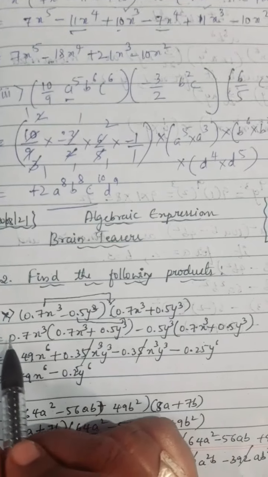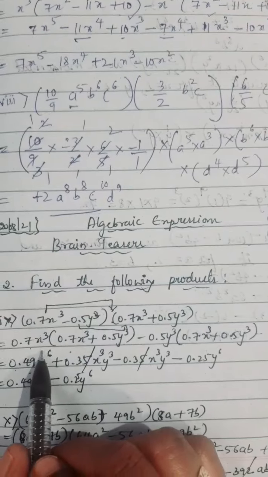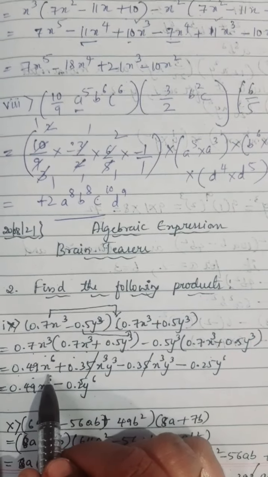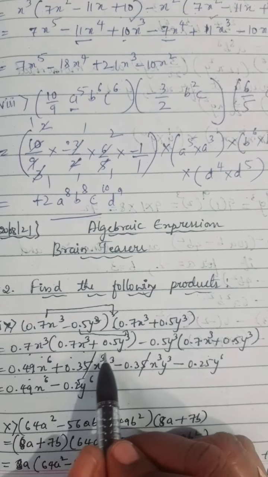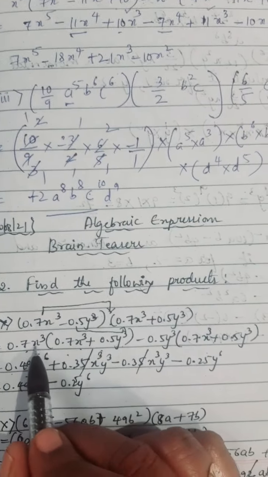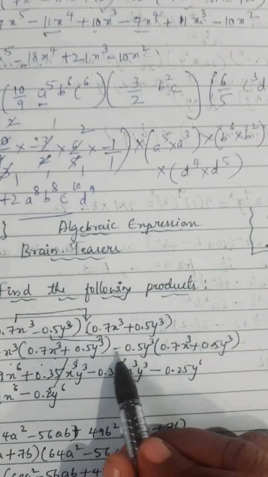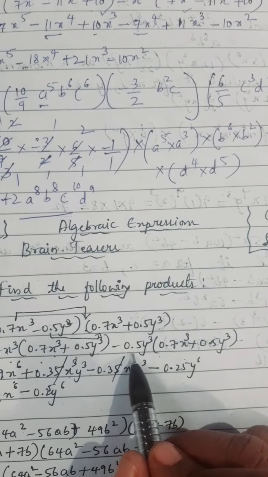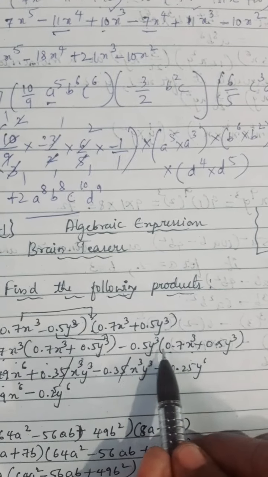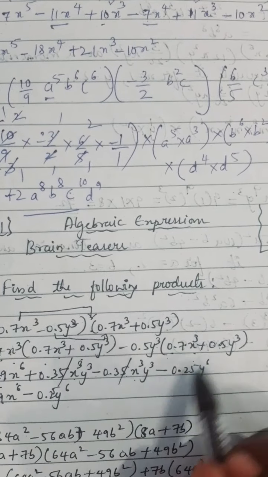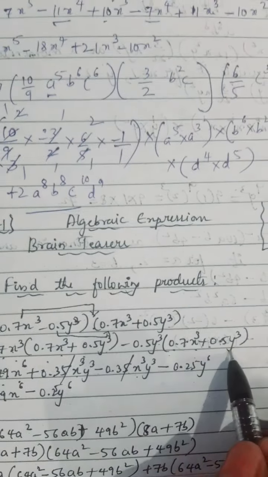0.7 into 0.7 we get 0.49. x to the power of 3 into x to the power of 3 is x to the power of 6. Bases are same, add the powers. Plus 0.7 into 0.5 is 0.35. x cube into y cube is x cube y cube. Now we have outside minus sign. Minus into plus is minus. 0.5 into 0.7 is again 0.35, x cube into y cube. Minus into plus is minus. 0.5 into 0.5 is 0.25 y to the power of 6.